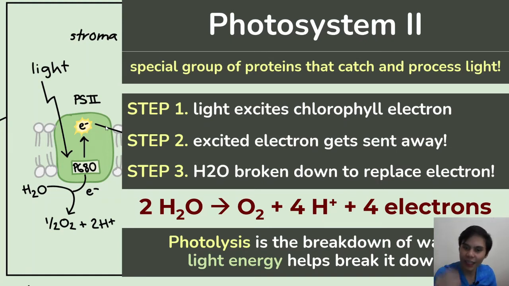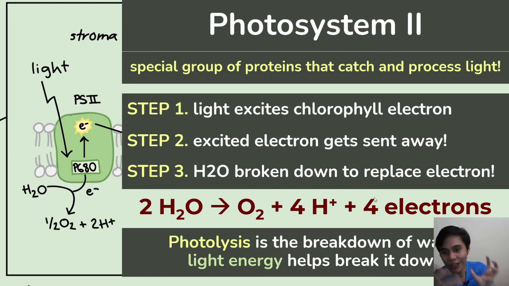But if an electron is sent away from a chlorophyll molecule, that means there's a missing electron on your chlorophyll, and we need to replenish or replace that missing electron. So what we do is we break down water in order to replace that electron through a reaction called photolysis. Photolysis is the breakdown of water using light energy. That's why it's photo, light, and then lysis is breakdown. So we break down water to make oxygen gas, 4 hydrogen ions, and 4 electrons.